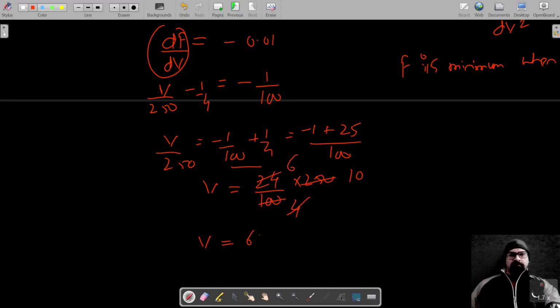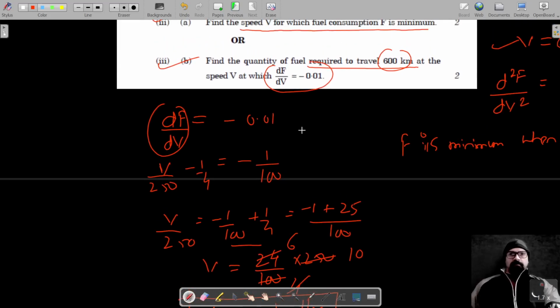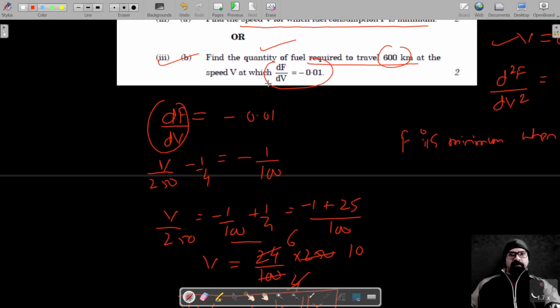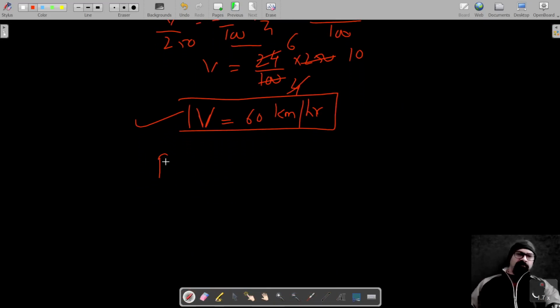So this gives me 60 kilometer per hour. So V is equal to 60 kilometer per hour. Now we have to find the quantity of fuel required to travel 600 kilometer at speed V. So speed is 60 kilometer per hour, and let's find out the quantity of fuel required.